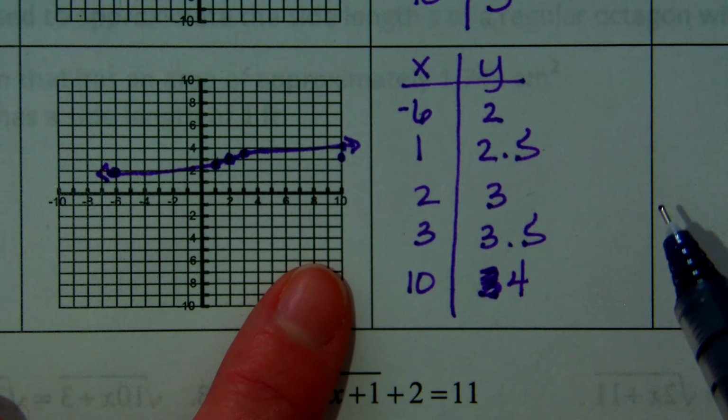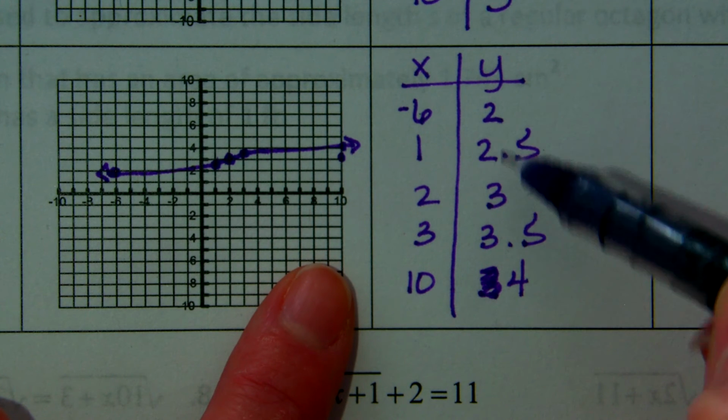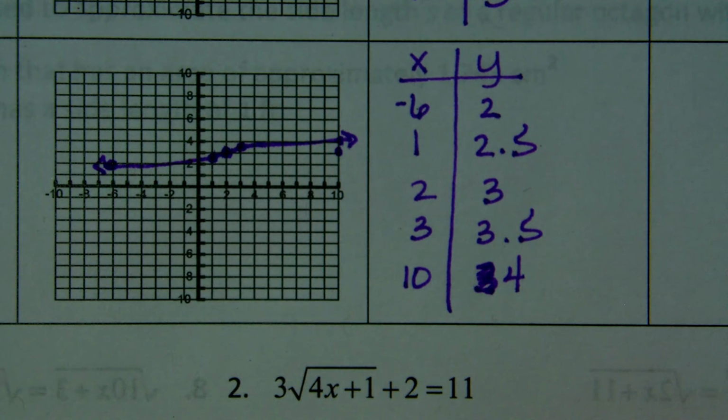All right. Notice that there's a distance of 1 between these 2 points, 2 and 3, and a distance of 1 between the 3 and the 4.